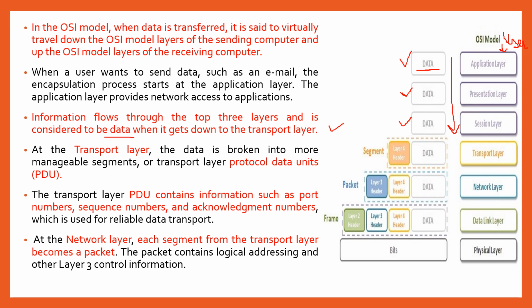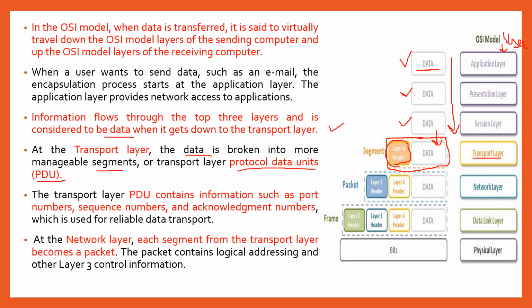when it gets down to the transport layer. And when it comes to the transport layer, the data is broken down into more manageable segments. Those manageable segments are called protocol data units, that is PDU. So here this is the data that we get from the session layer, and in the transport layer another header, the layer 4 header, is added. This entire thing is now called a segment, or a protocol data unit.